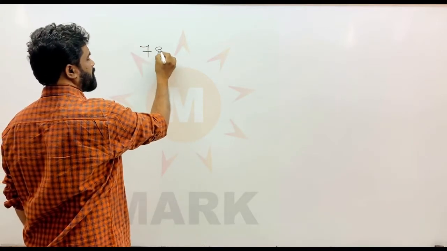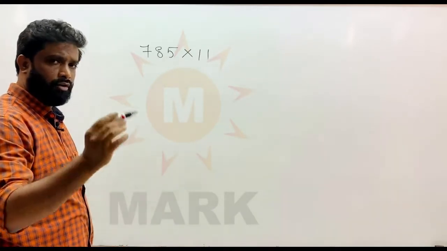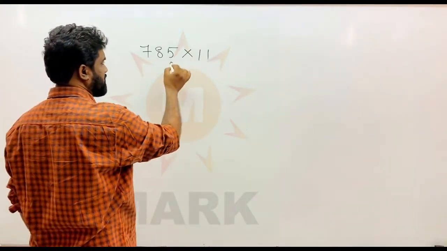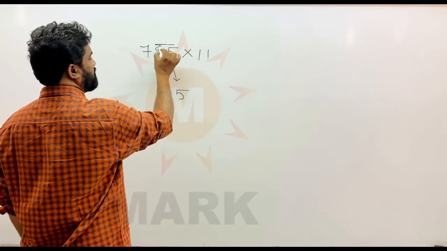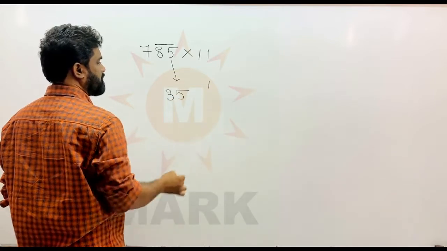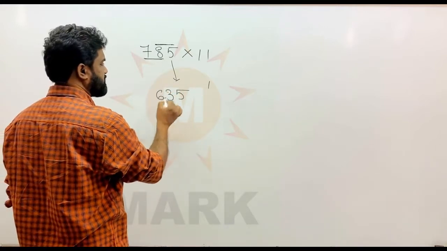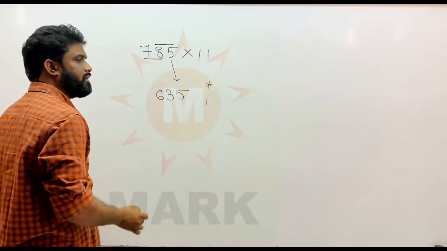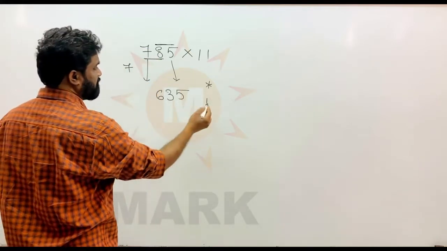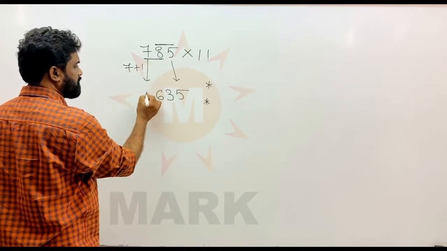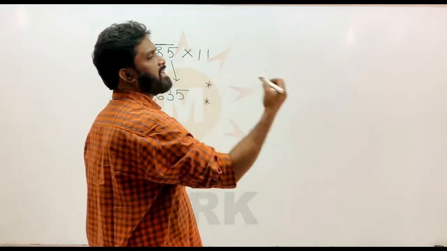Friends, I have taken the number 785 into 11. No doubt we are going to get some carry forwards in this calculation. So here I am writing 5. What is 8 plus 5? 13. 3 here, 1 carry forward. What is 7 plus 8? 15. 15 plus 1? 16. 6 here, again 1 carry forward. Now while writing down 7 as it is, the carry forward is there. What is 7 plus 1? 8. So this is how we have to do. 8,635 is the answer.